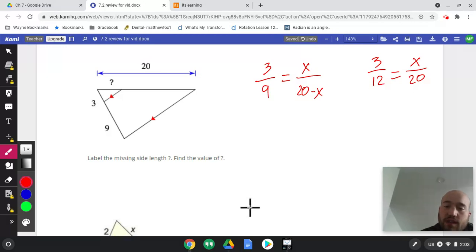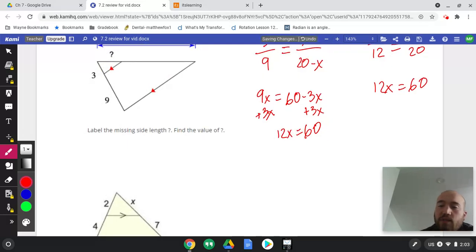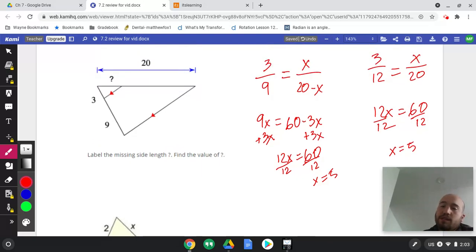So if we cross multiply, we'll get 9x equals 60 minus 3x. Over here we'll get 12x equals 60. And hopefully you'll see if we add the 3x over, now we also have 12x equals 60. The same thing for both of those. So if we divide by 12, we'll get x to equal 5. Same way here, divide 60 by 12, x equals 5. So either of those options works.